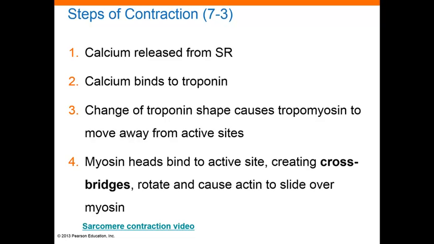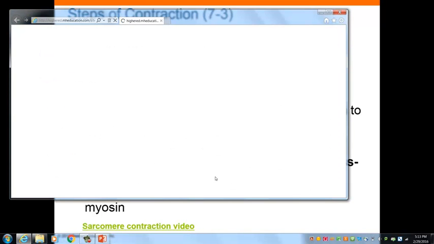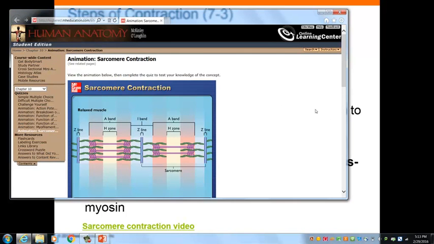And this will cause a rotation and cause the actin to slide over the myosin. So when a sarcomere contracts, the I bands get smaller, Z lines move closer together, and the H bands decrease. The A band doesn't change, which indicates that the thin filaments are sliding towards the center. So this is the sliding filament theory, and I have a nice video to illustrate this contraction at the sarcomere level.